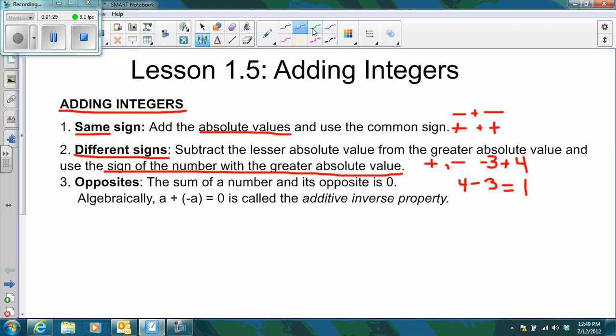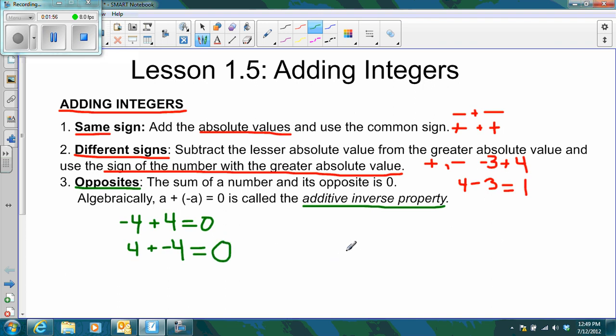And the last is the opposite. So this is like from our last section. The sum of a number and its opposite will always be 0. And this is called the additive inverse property. So if you had negative 4 plus 4 is equal to 0, or if you had 4 plus negative 4 equals 0. So those are the rules for adding integers. Make sure these get into your notebook.